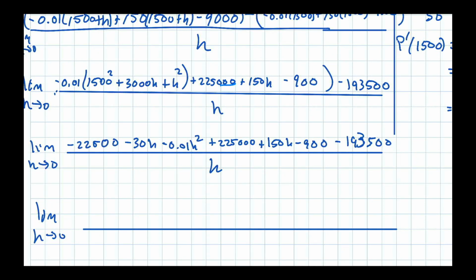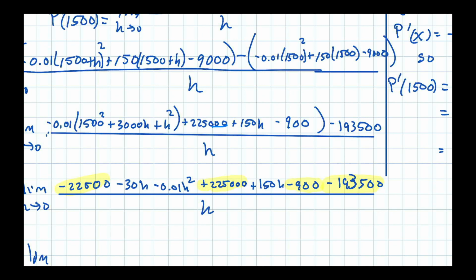Okay, so here's what I want to do. Take this number, and add them all up. So I got negative 22500 plus 225000, right, first two, minus 900, minus 193500. I still have a mistake. There's still a mistake. Why is my life so hard? I know why, because I lost the zero there too. Oh, man. Why is this so hard?